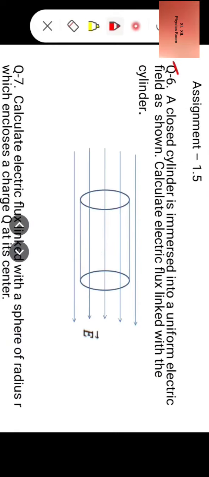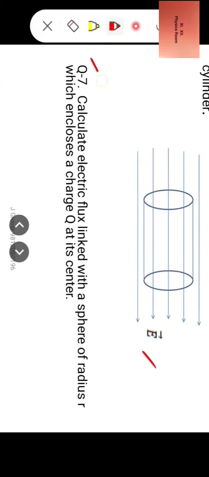Question number 6. A closed cylinder is immersed into a uniform electric field as shown. Calculate electric flux linked with the cylinder. Now question number 7. Calculate electric flux linked with a sphere of radius r which encloses a charge q located at its center.